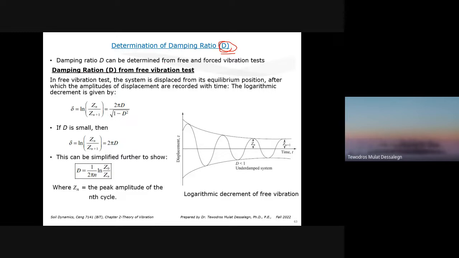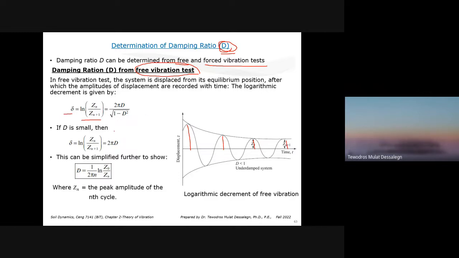Damping ratio D can be determined from free and forced vibration tests. We know that for the damping ratio from a free vibration test, there is a logarithmic decrement. The amplitude decreases gradually in successive amplitudes and finally dies out. And we already derived the logarithmic decrement, if you remember this equation, the difference between two amplitudes in logarithmic term, it's 2 pi D over square root of 1 minus D squared.